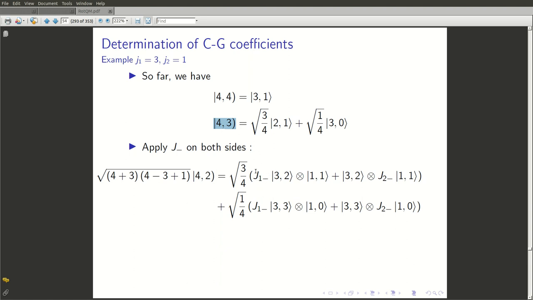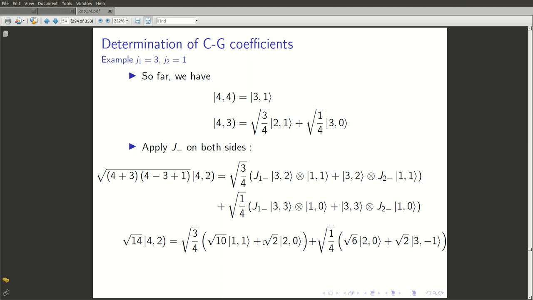this is root over 3 by 4 times the first term, and you have in addition root over 1 by 4 times this. So root over 1 by 4 times this whole thing, and the rest works out in a pretty straightforward manner. J minus 3 2 will give you 3 1 with a factor in front. We have to figure out exactly what that factor is. J2 minus 1 1 will give you 1 0, and so on. And if you carry out this calculation, this is what you are going to get.